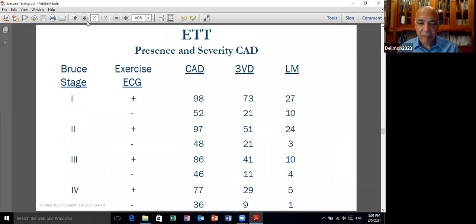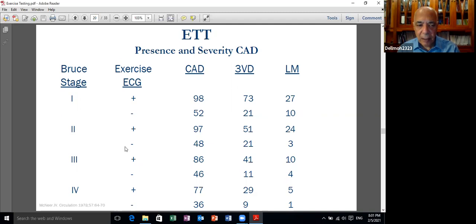Now this is amplified by a study from the Duke registry, which is a huge registry, and it shows you that if the patient exercises on a regular Bruce protocol and completes stage 1 only, and the result is positive, the incidence of coronary artery disease is 98%, out of which 73% have 3 vessel disease and more than 25% have left main coronary artery disease.